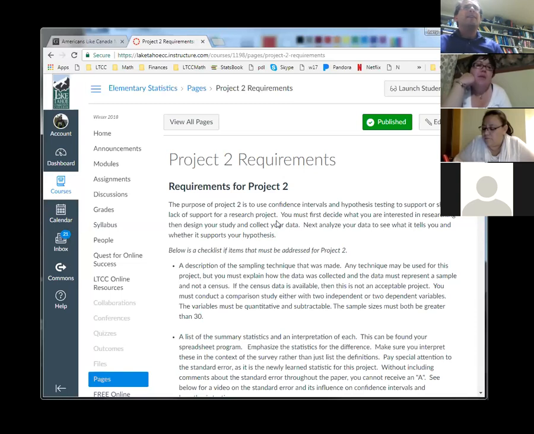Okay, this is very different than Project 1. The first thing is, I don't care how you collect your data. If you want to do convenience sampling, you can do that. You don't have to do a survey. You could collect data online if you want. You just need to get data. Does that sound fair?